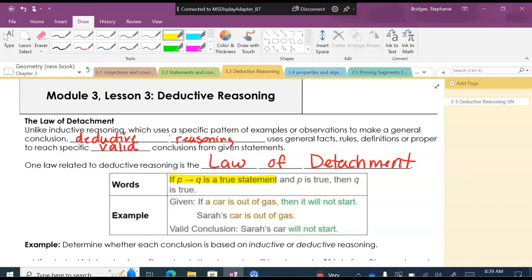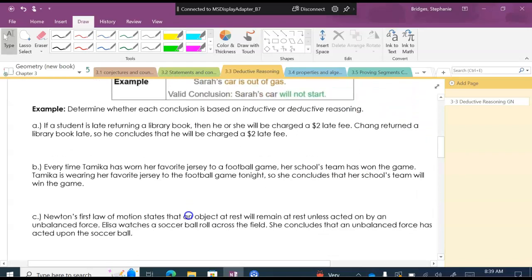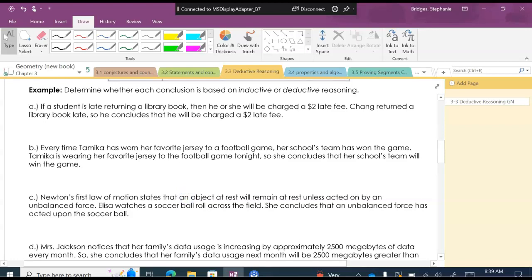All right, now first, before we actually use the law of detachment, what I want you to do is read through example A. What I want you to determine is whether the conclusion she made is based on inductive reasoning, patterns and observations, or deductive reasoning, based on rules and laws and facts. So read question A. We're just saying inductive or deductive. Is the conclusion based off of patterns and observations, or off of rules, facts, definitions, things like that?